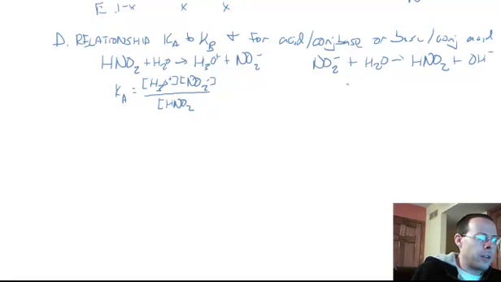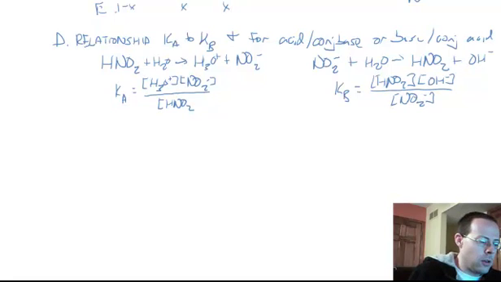If we look over here, because we're making a base, it's going to have a Kb value. Right, and our Kb value is going to be HNO2 times hydroxide. And again, water is a pure substance, all over nitrite ion. Okay, so good. Now what I want you to imagine is if we add this equation and this equation together.